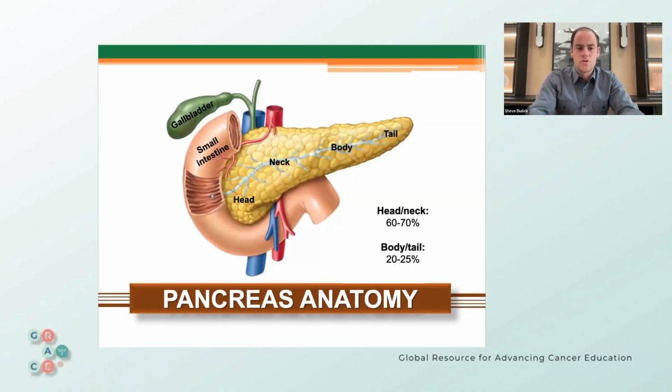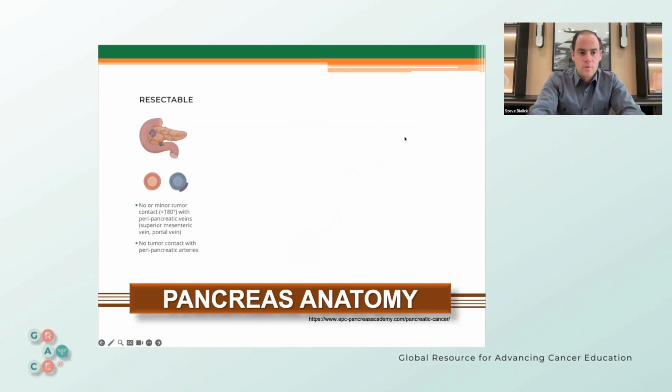There's another surgery if the tumor is more distal or in the tail, and that's called a distal pancreatectomy that can be done. Why is the anatomy important? It's important because when we stage these cancers, we want to know whether the tumor can be removed. Is it a resectable tumor or is it not resectable? Resectable means that the tumor is here. It doesn't involve any of these blood vessels, the artery or the vein.